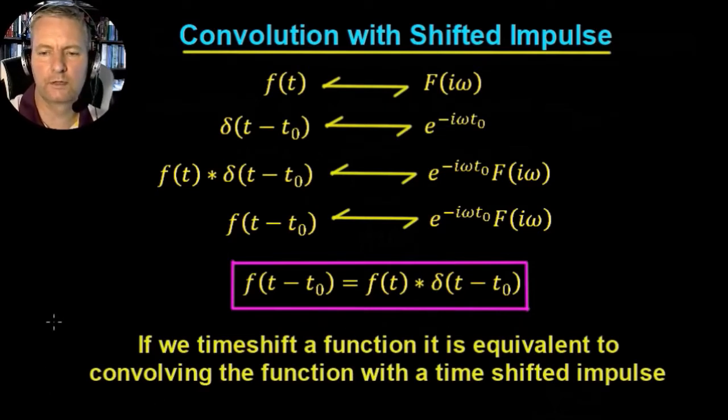So in words, what we can say is, if we time shift a function, it is equivalent to convolving the function with a time shifted impulse. Just read through that again. If we time shift a function, it's equivalent to convolving the function with a time shifted impulse. Now there's a lot involved in that, so read over it again and convince yourself of the simple bit of logic that I've worked through there. But it's much easier to understand graphically, so let's look at a graphical example.